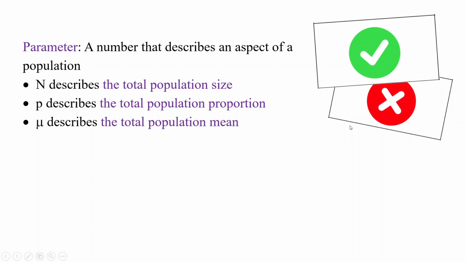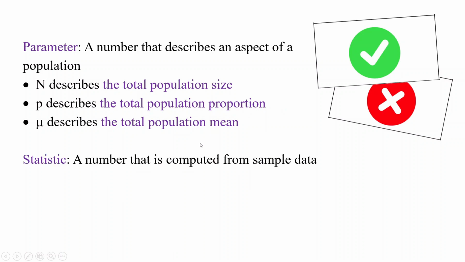Now, this simulation is centered around population proportions. Okay, population proportions. We're going to get to means in a couple lessons here, so don't worry too much about the means, but mu describes the population mean. When we get to sample data, that's what we call a statistic. So think an S, think sample.